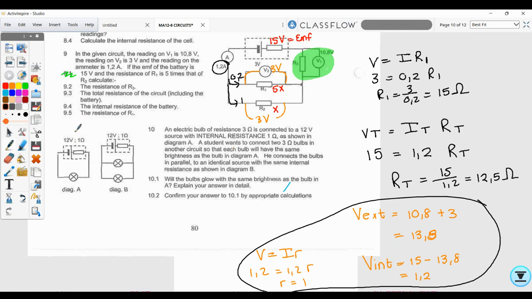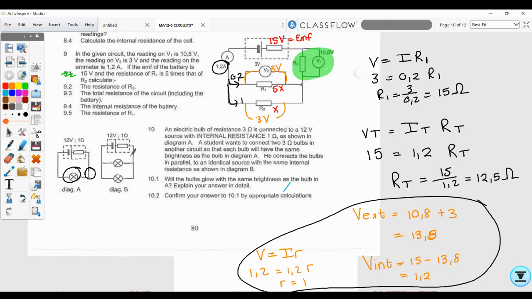If they ask you about brightness, what are they talking about? Power, because you all know that. If you're connecting things in series, remember they're going to become dimmer. But if you're connecting them in parallel, they're going to stay the same. That's why in a house, all our lights don't go dimmer and dimmer the more you switch on things.